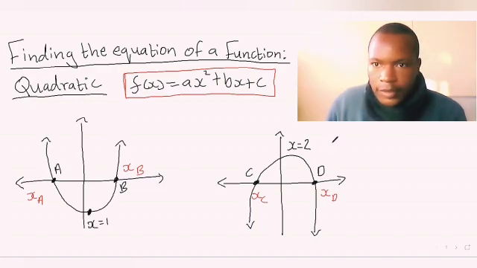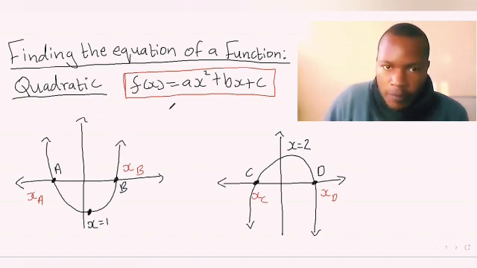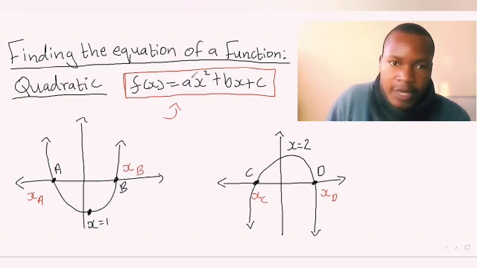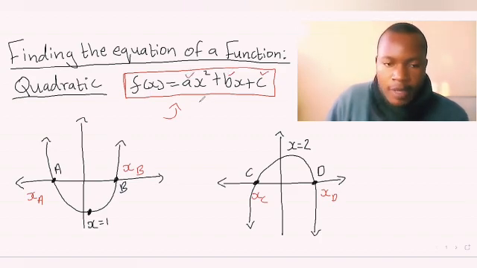Now, gents, I would like us to go through how to find the equation of a quadratic function. Remember that your quadratic function has the standard form f of x equals ax squared plus bx plus c. To find this equation means we have to determine the values of a, b, as well as c. One way to do so is the roots method.